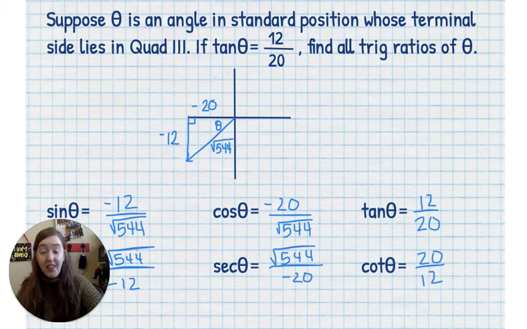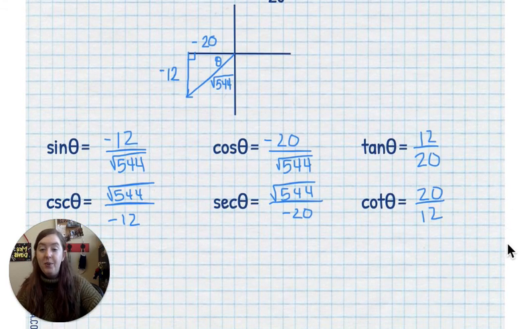Okay, so on these, I'm not worried about you rationalizing your denominators. So we found out that our hypotenuse was the square root of 544. So our sine is opposite over hypotenuse, and we'll flip that over to get cosecant. Cosine is adjacent over hypotenuse, and we'll flip that over to get secant. And then they gave us tangent, and we'll flip that over to find cotangent.